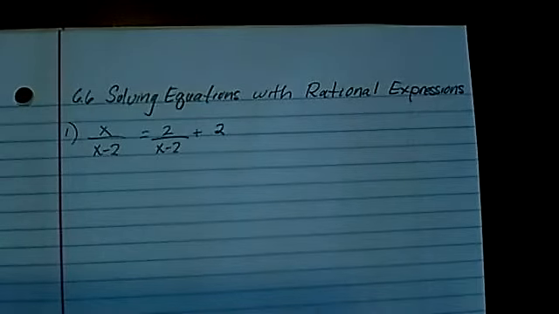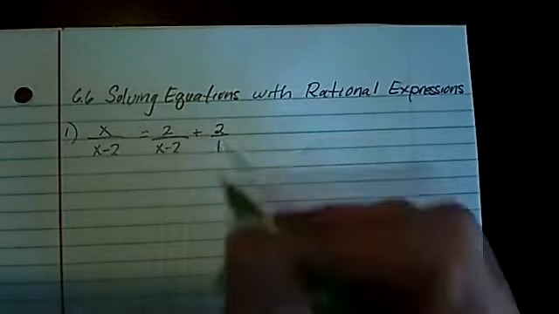All right, so section 6.6 is about solving equations with rational expressions. Remember, rational expressions can have variables in the numerator and denominator. On your study guide, I'm actually beginning on the next page with example 1. We're going to do about 5 examples here to go through these.